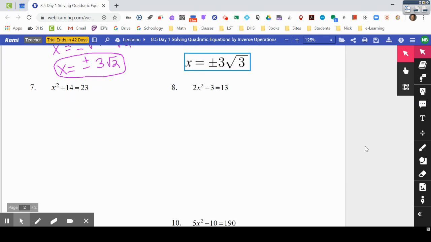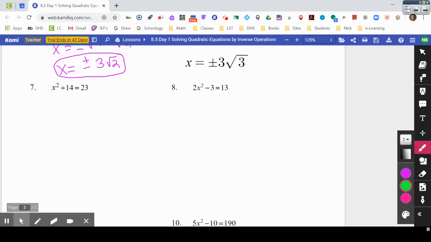All right, so let's try number 7. We have x squared plus 14 is equal to 23. First things first, I isolate my quadratic term. So I'm going to subtract 14 from both sides. Now we get x squared is equal to 23 minus 14, which is 9.